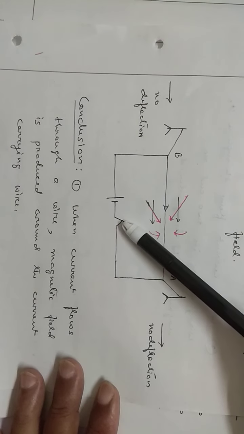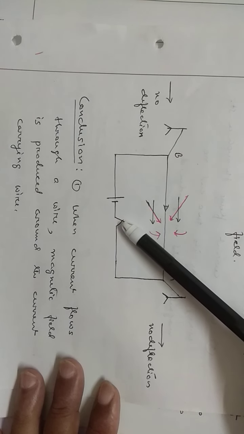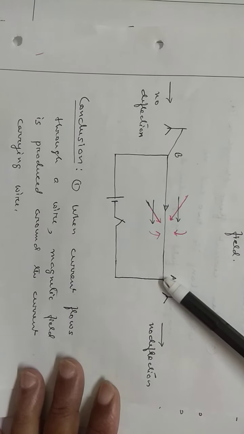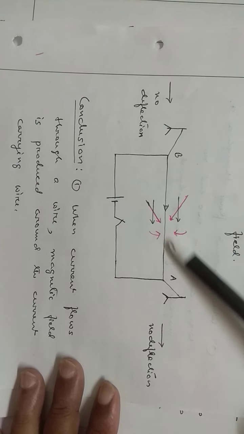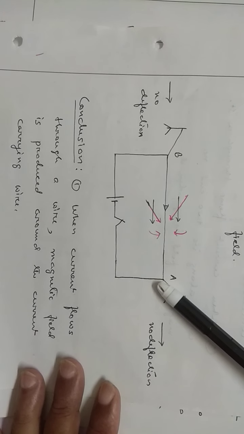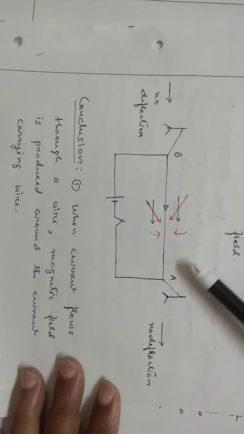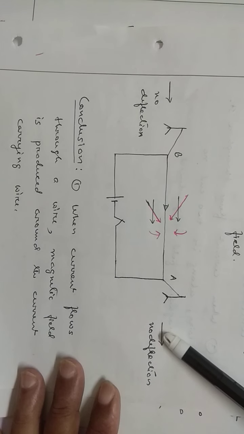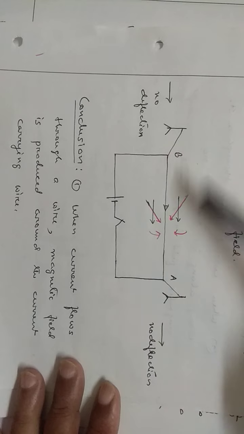Now, as soon as we close the key, a current flows through the wire in the direction from B to A. And then it is found that these two needles get deflected. But no deflection is observed in this needle and this needle.